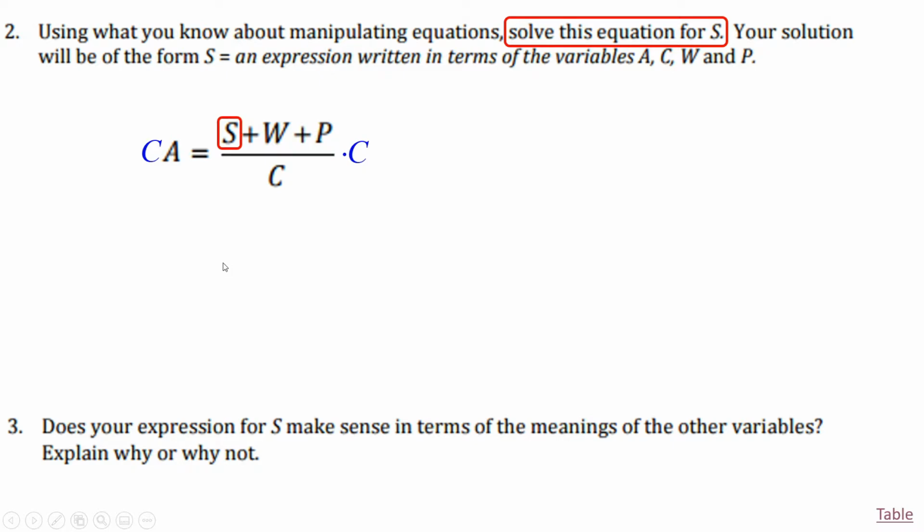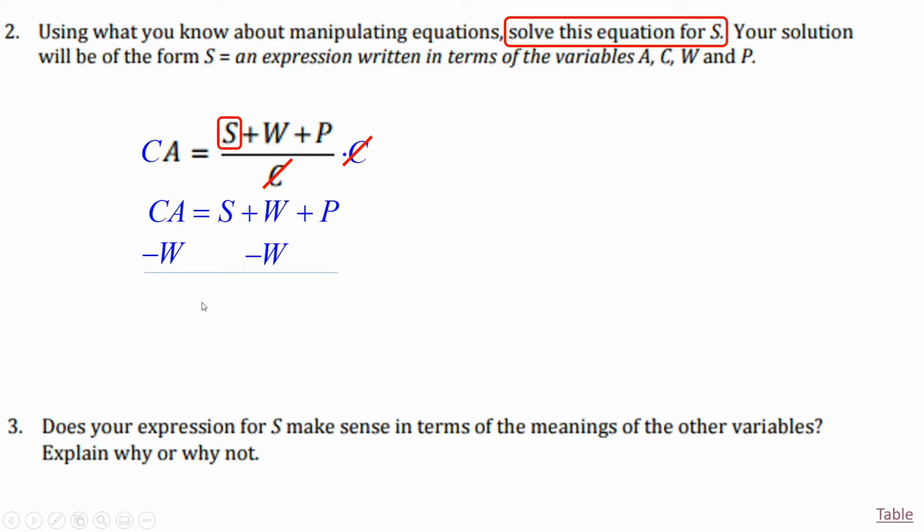Now let's rewrite the equation, and remember what we do on one side of the equation we always do on the other side. So on the left, I'm left with C times A, and on the right, these C's would cancel, leaving me the quantity S plus W plus P. All right, now to solve for S, let's get rid of this plus W. So what is the inverse of adding W? What undoes it? Subtracting W. So let's subtract W from both sides of the equation.